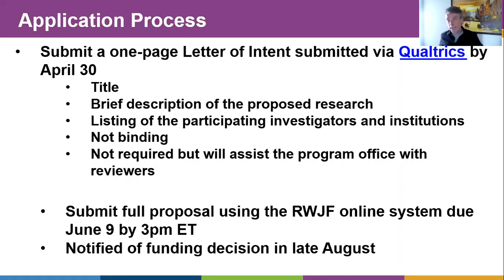Applications that are received by that deadline will go through a rigorous research review process, guided by our leaders at the Robert Wood Johnson Foundation and by members of a national advisory committee that serve the S4A program. We also have a larger constellation of external reviewers that we recruit to review the applications, score the applications, and make funding recommendations. Final funding decisions, as always, are made by the Robert Wood Johnson Foundation. And we anticipate being able to notify successful applicants about funding decisions by the end of August of this year, 2021.